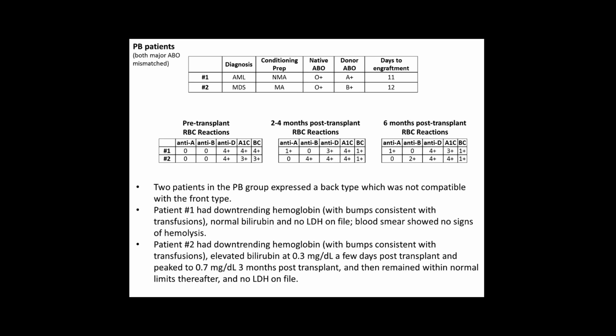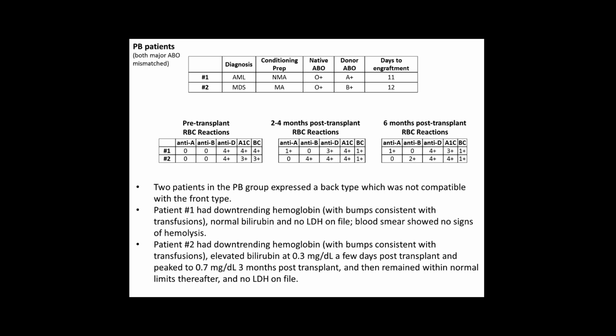So patient number 1 also had downward trending hemoglobin levels with bumps consistent with red cell transfusions. She had a normal bilirubin, no LDH was on file, haptoglobin was not on file either. Blood smear was performed and showed no morphologic signs of hemolysis. DAT was negative.